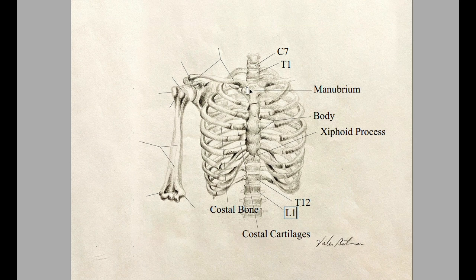Okay, it's a very, very strong joint. The clavicle will break before this joint is dislocated, because this is the only point of contact between the appendicular skeleton and the axial skeleton. Okay, so this is our clavicle.